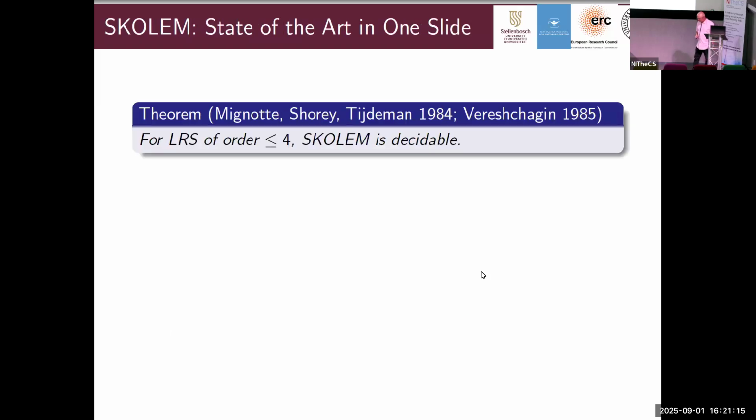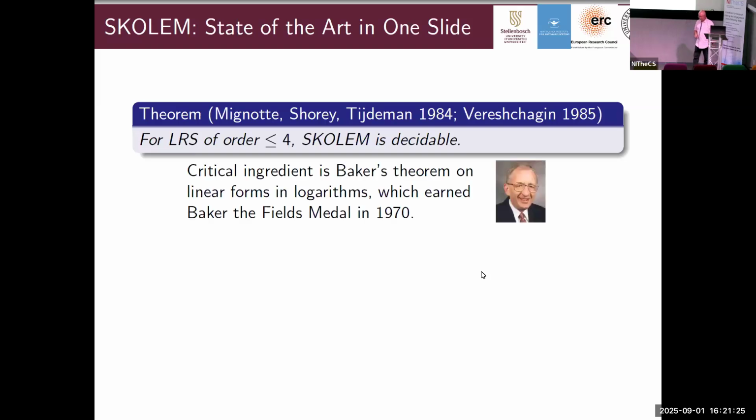What's known about that? So for linearly recurrent sequences which are of order at most 4, the Skolem problem is decidable. And this has something to do a little bit with big roots, the roots of large absolute value. If it has just one root that's bigger than the other ones in absolute value, that's called a dominant root. And for this, the problem is very easy. It's basically high school mathematics.